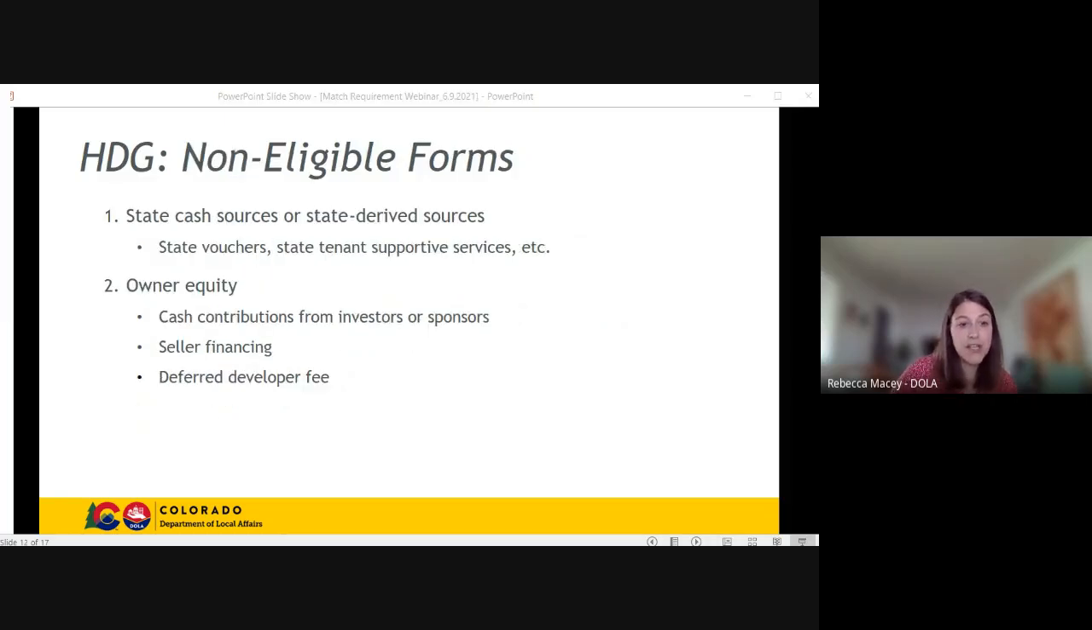So HDG does come with some non-eligible forms: state cash sources and state-derived sources. Some of the examples we put were state vouchers. There aren't too many of those, but they are non-eligible. State tenant supportive services are non-eligible match for HDG. Owner equity, again, from cash contributions from investors or sponsors, seller financing, or deferred developer fee.